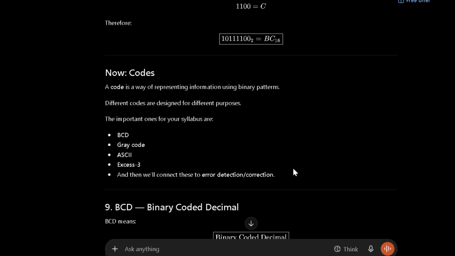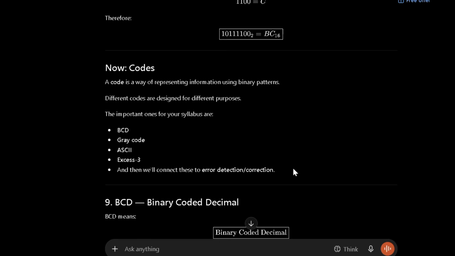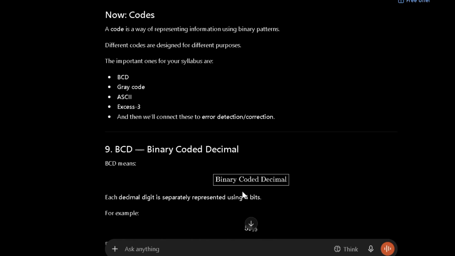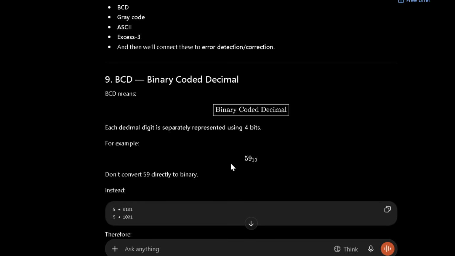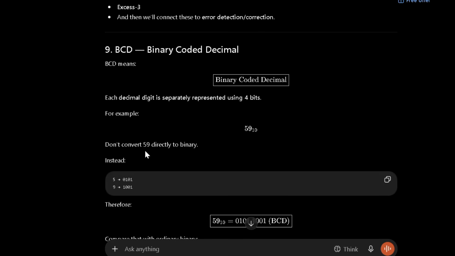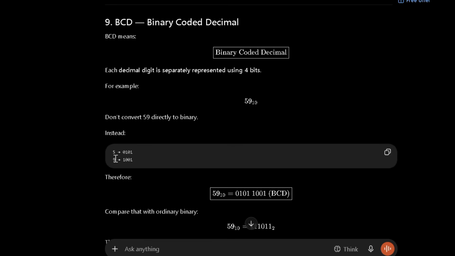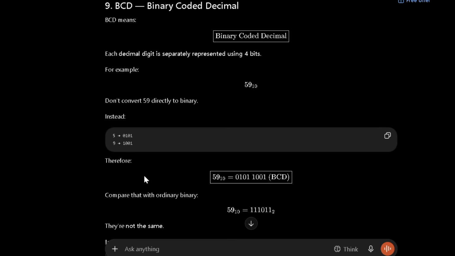BCD, binary coded decimal. BCD means binary coded decimal. Each decimal digit is represented using 4 bits. For example, 59 base 10. Don't convert 59 directly to binary. Instead, 5 is converted to 4 binary bits, and 9 is converted to 4 binary bits. Therefore, 59 base 10 equals 0101 1001 in BCD.